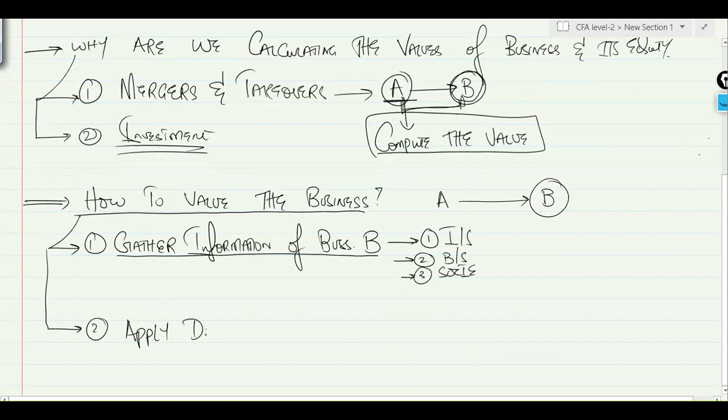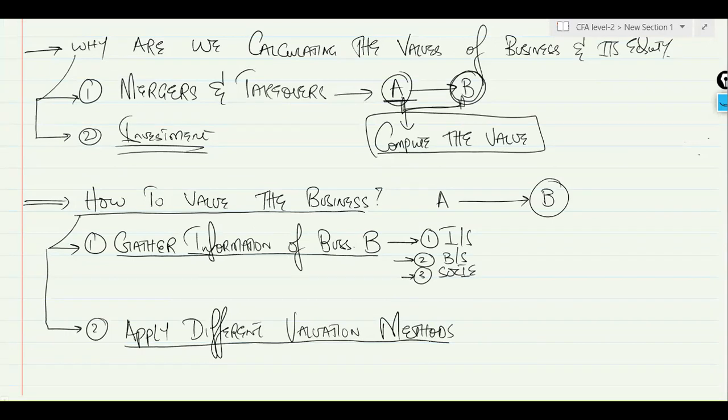The second would be then to apply different valuation methods. So second would be to apply different valuation methods. So that means there are more than one valuation method. There's not only just one, there are more than one valuation method, and each method can give you its estimate. We're going to discuss that as well.